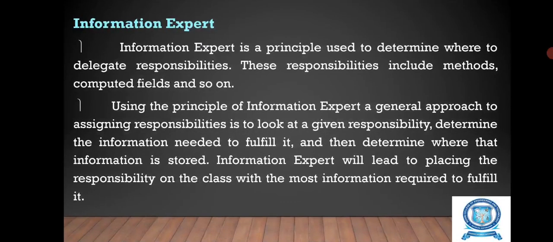Now let us see about information expert. The information expert is a principle used to determine where to delegate responsibilities. These responsibilities include the methods, computed fields, and so on. Using the principle of information expert, a general approach to assign the responsibilities is to look at a given responsibility, determine the information needed to fulfill it, and then determine where that information is stored. The information expert will lead to place the responsibility on the class with the information required to fulfill it.